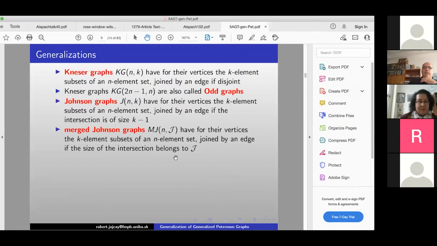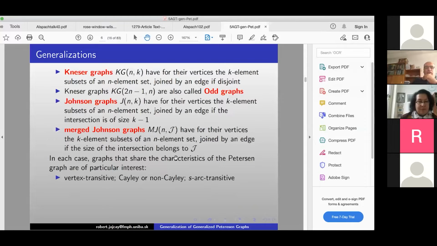Or you can have the so-called merged Johnson graphs, where you have k-element subsets for vertices and you join by an edge if the size of the intersection belongs to a prescribed set of sizes. And each time you can ask this type of questions: which of these are vertex-transitive, which of these are Cayley, which are non-Cayley, which are, say, semisymmetric or arc-transitive.